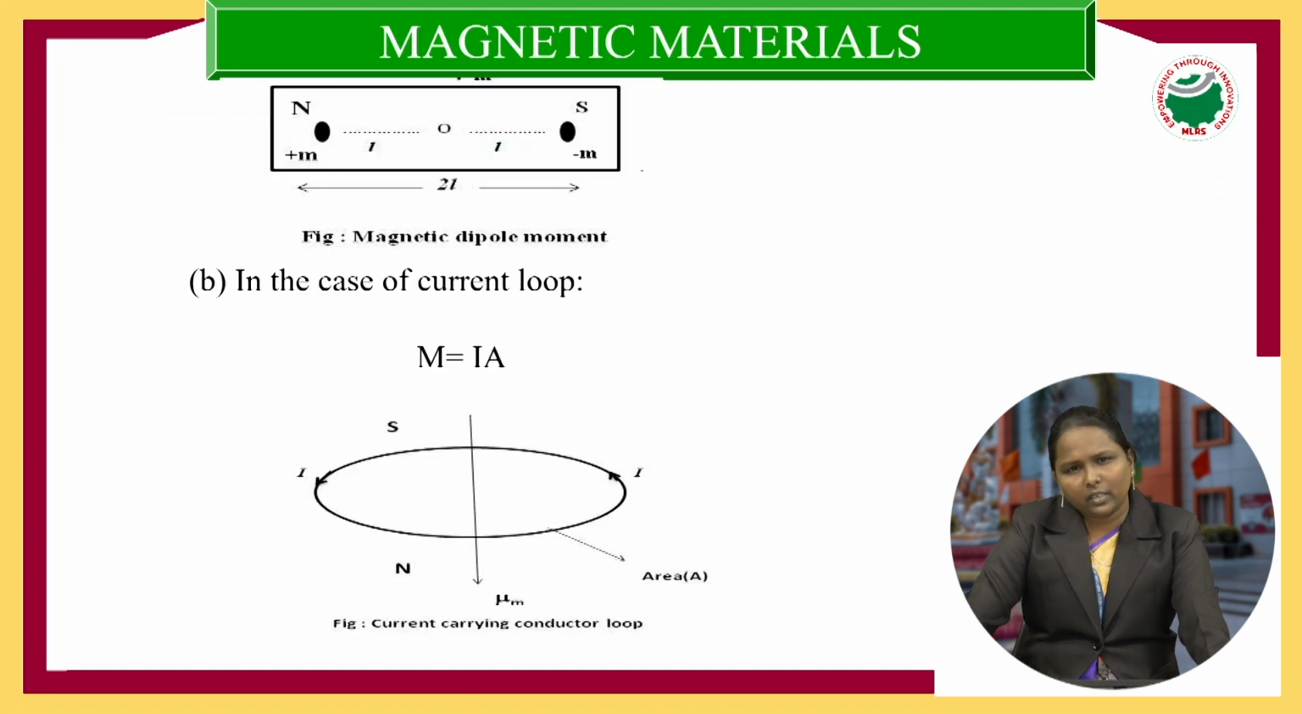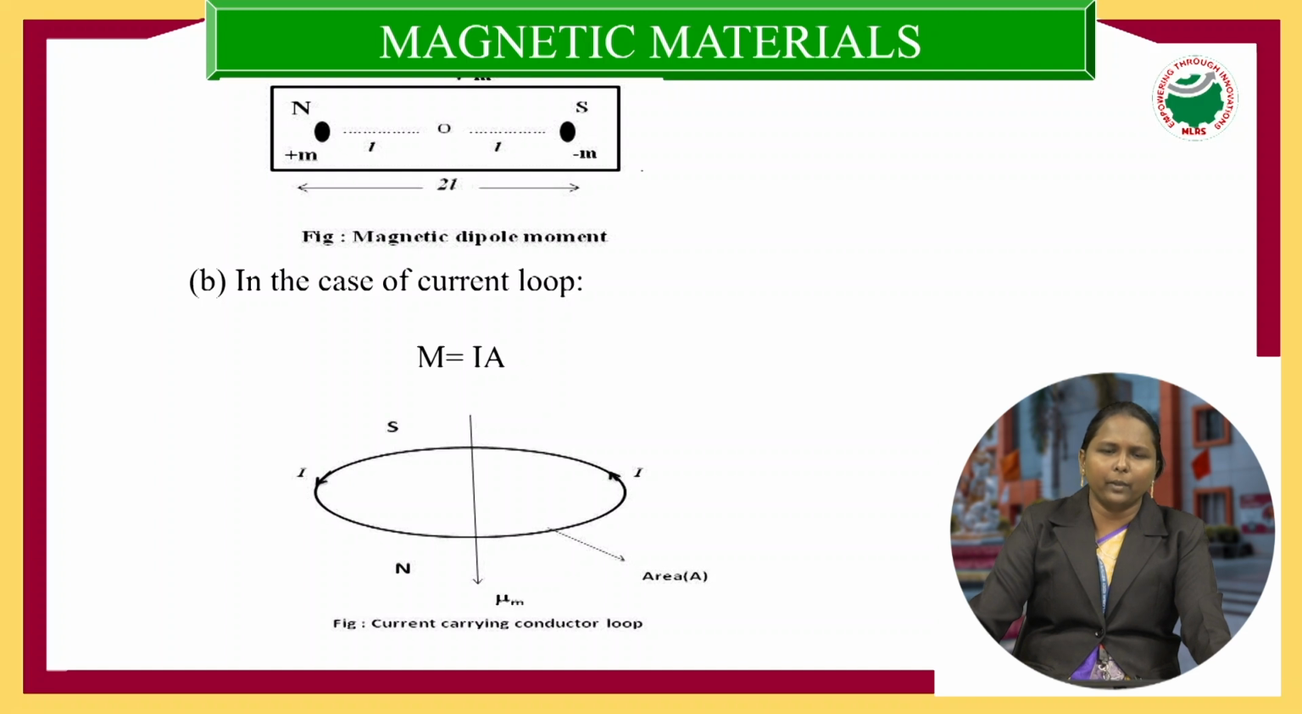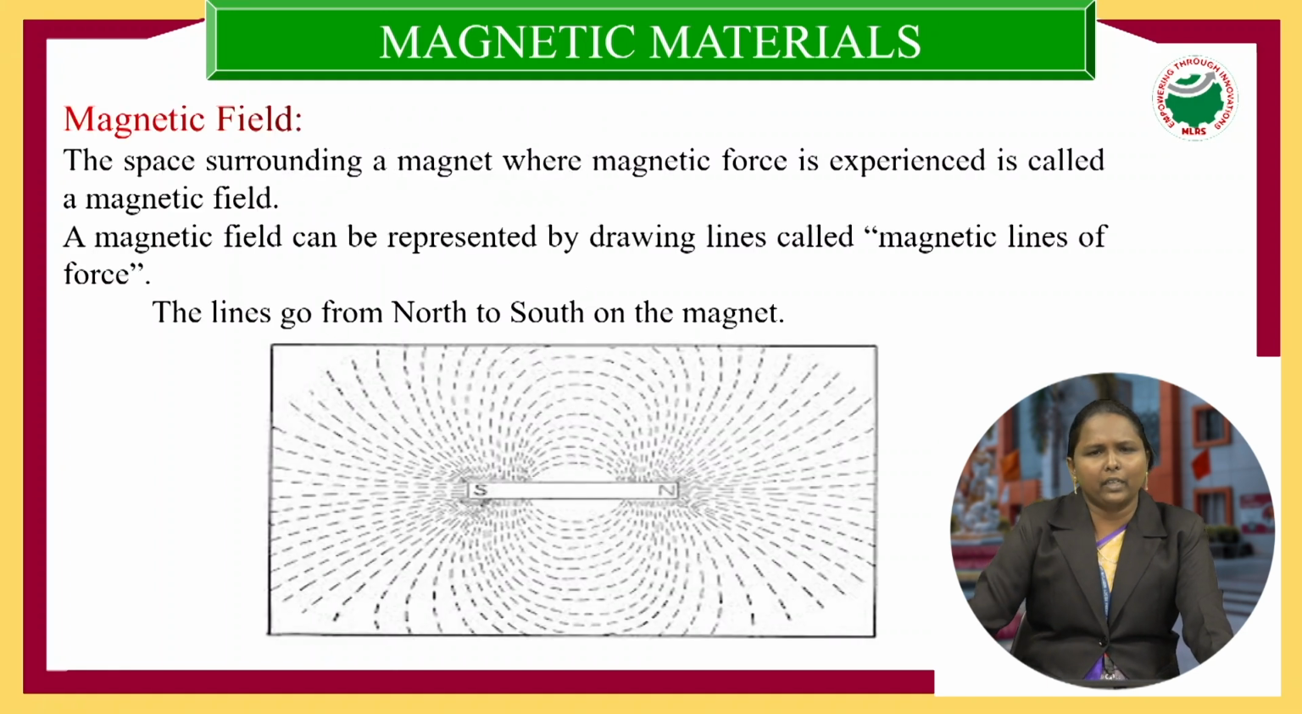Here we are considering another magnet, the ring magnet, indicated in the figure, which is nothing but a current carrying loop. That also has a magnetic moment. That magnetic moment depends upon the current carried in the conductor and the area of the ring.